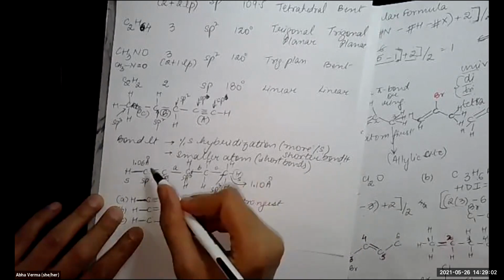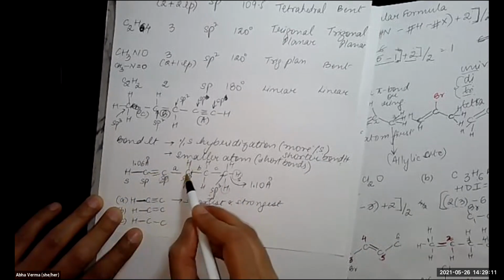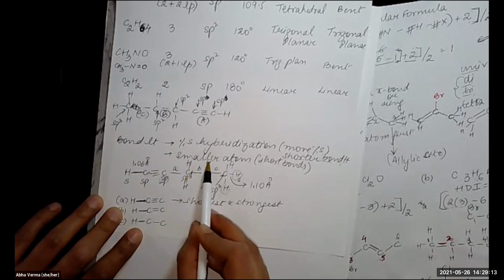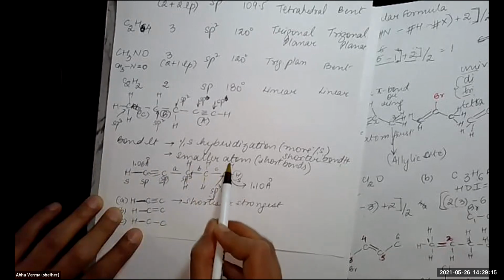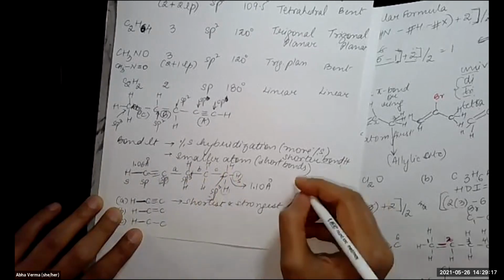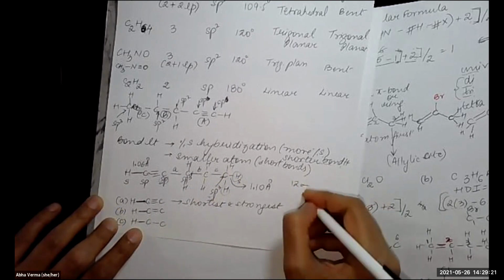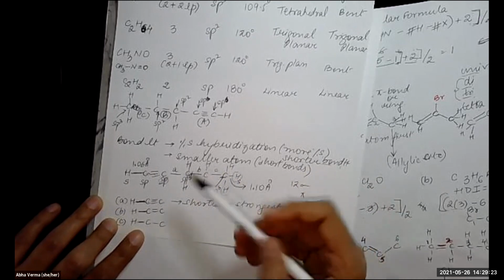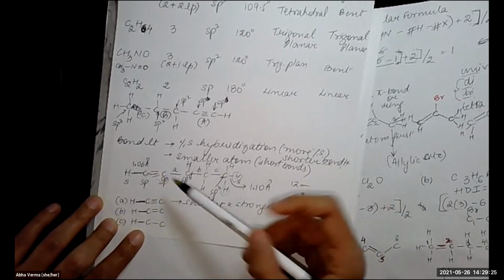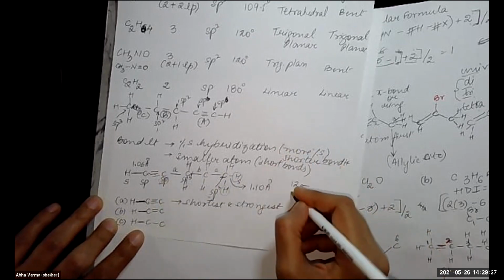Okay. Can anybody tell me how many sigma bonds are here? So you count only one sigma bond at this triple bond. 1, 2, 3, 4, 5, 6, 7, 8, 9, 10, 11, 12. So there are 12 sigma bonds. How many pi bonds are there? Only 2.